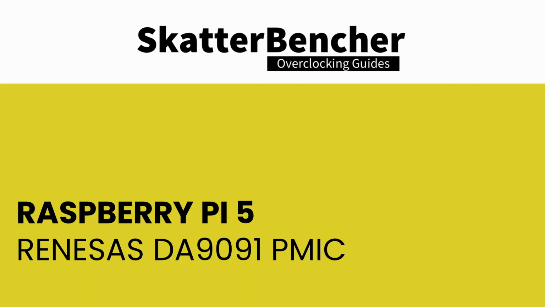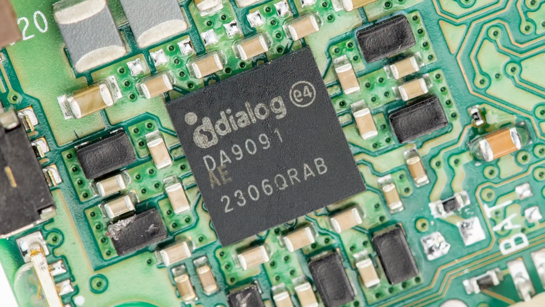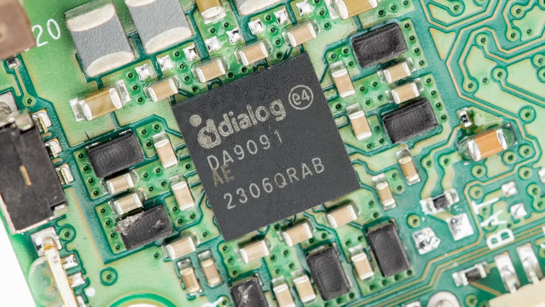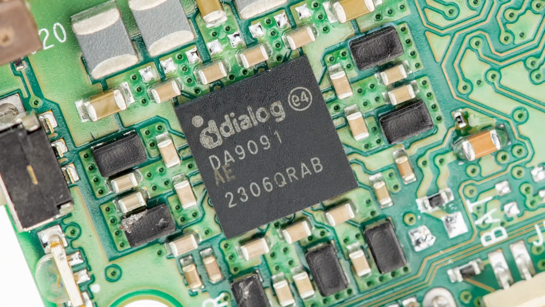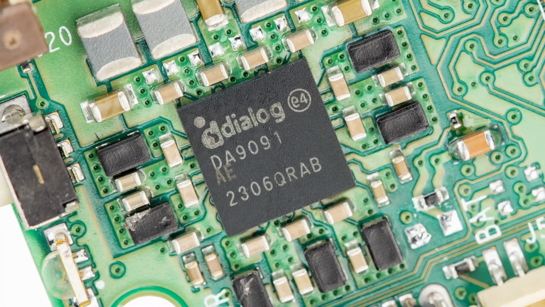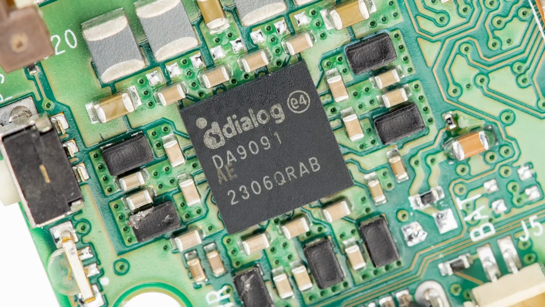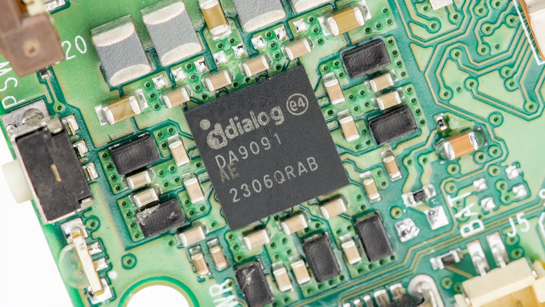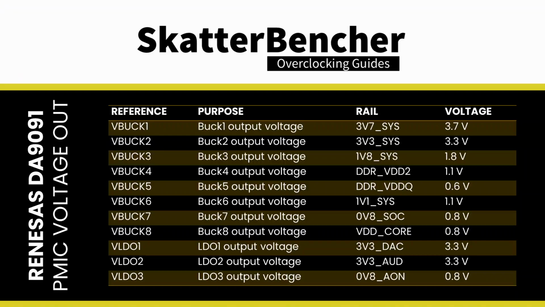The Renesas DA9091 is a general-purpose power management IC, or PMIC, suitable for the supply of complete systems in low-cost single-board computing applications. The input voltage is supplied directly from the USB at 5 volt. It integrates overvoltage, overtemperature, and overcurrent protections. It also features an I2C compatible interface.